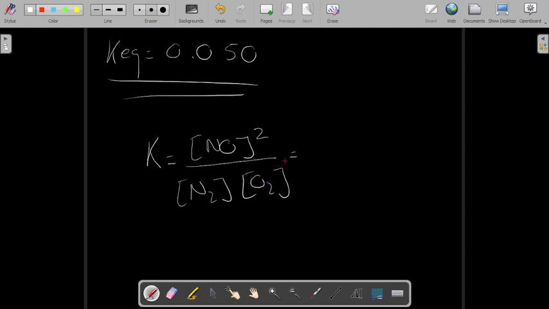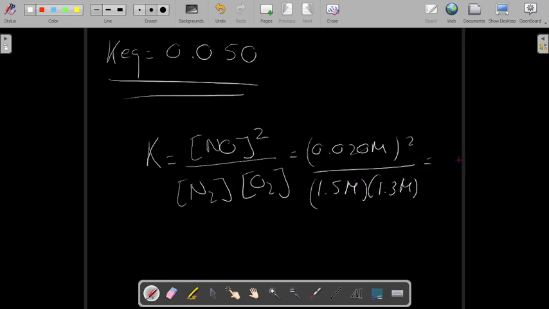Let's put the values given to us. What are the values? Well, we have 0.020 molarity to the second power, and then we have 1.5 molarity and 1.3 molarity. Put everything in the calculator and you get 0.00021. Well, what does that mean? This number is a lot smaller than this number. What does it mean that this number is smaller? It means that it has not reached equilibrium. If they don't match, it has not reached equilibrium. So the first question has been answered. You would say not equilibrium.